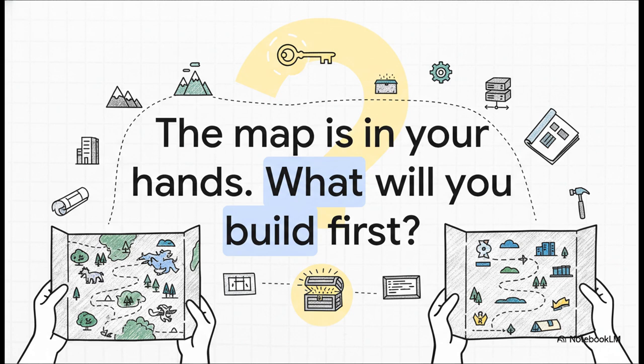So, the map is now officially in your hands. The path from apprentice all the way to architect is laid out right in front of you. No more confusion, just a series of quests to go out and conquer. The only question left is, what are you going to build first?